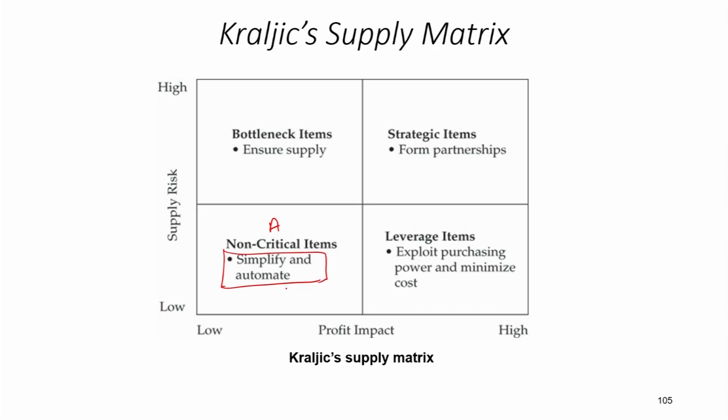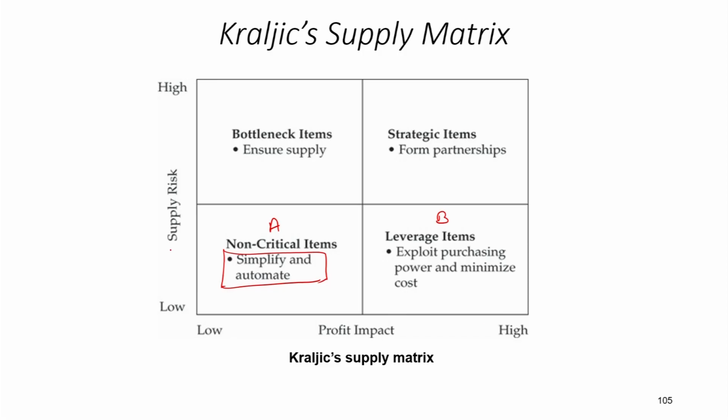Based on that computer, we can place the order, or a lower level employee in the organization can do this routine type of ordering. Not much effort is required at the senior level. Let us see the second cell where the profit impact is high, but there is no supply risk.